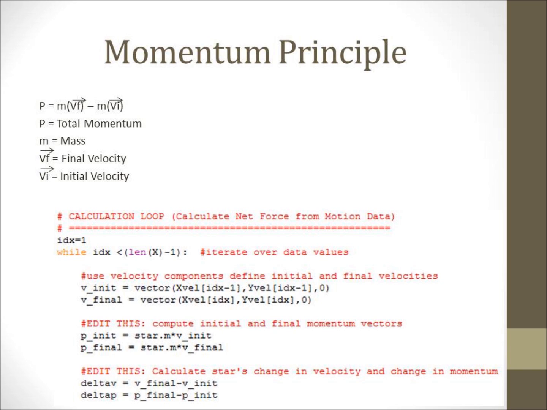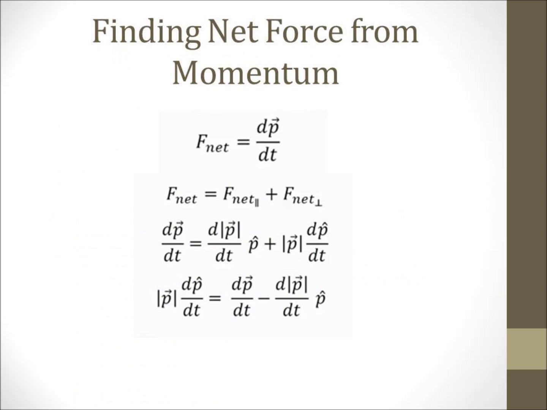As you can see from the code, the initial and final velocities were used to find the initial and final momentum. The total momentum change is equal to the mass of the star times the final velocity minus the mass of the star times the initial velocity. From the momentum equation, we can infer that the total net force is equal to the change in momentum over the change in time. Net force is split into parallel and perpendicular components, and therefore so is the change in momentum over the change in time.